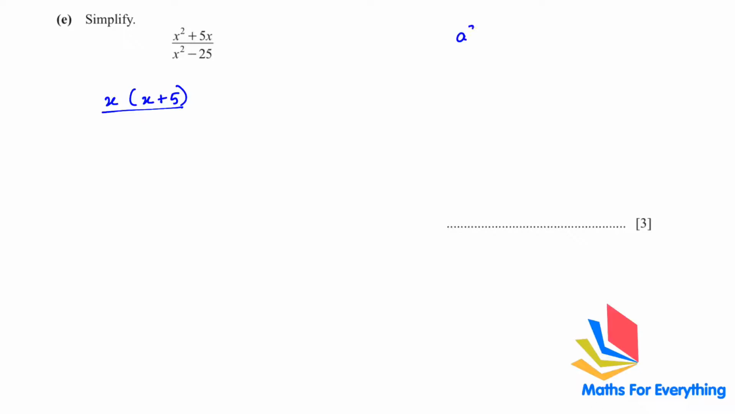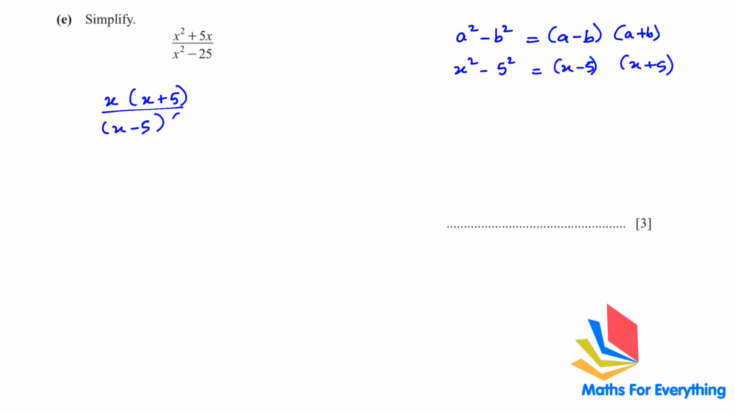For the denominator, you need to use the difference of squares rule. a square minus b square is equal to a minus b and a plus b. This is a very important identity that keeps repeating itself. We have x square minus 25. 25 can be written as 5 square. So that gives us x minus 5 and x plus 5. So x minus 5 over x plus 5. And then we can see that x plus 5 is common. We cancel it out. So we are left with x over x minus 5.